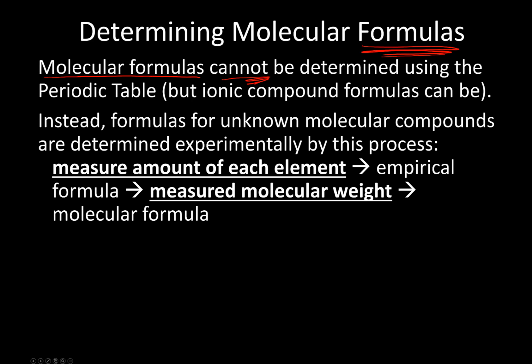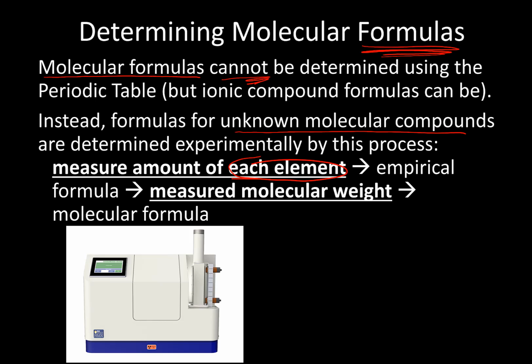And here's the general process for determining formulas for compounds. Formulas for unknown molecular compounds are determined by this process. And we'll cover the rest of these calculations in the next video for the next two sections. But what I'm doing now is showing you the basic types of calculations you need to perform the next type of calculations. So what happens is, first, the amount of each element is measured using what's called an elemental analyzer.